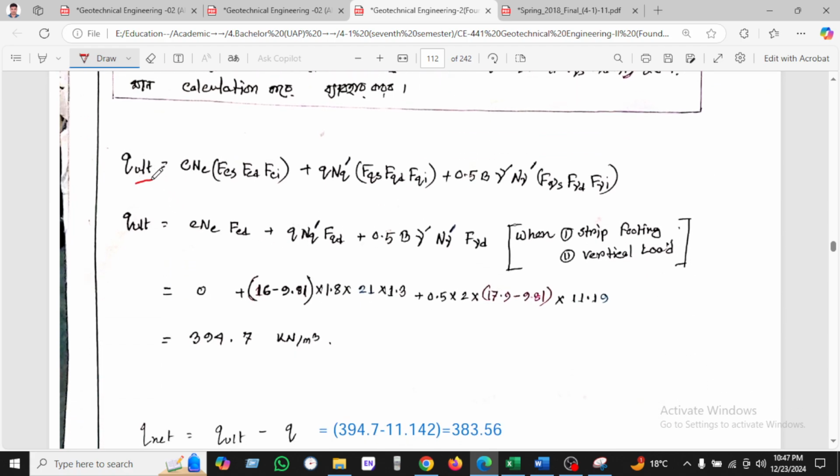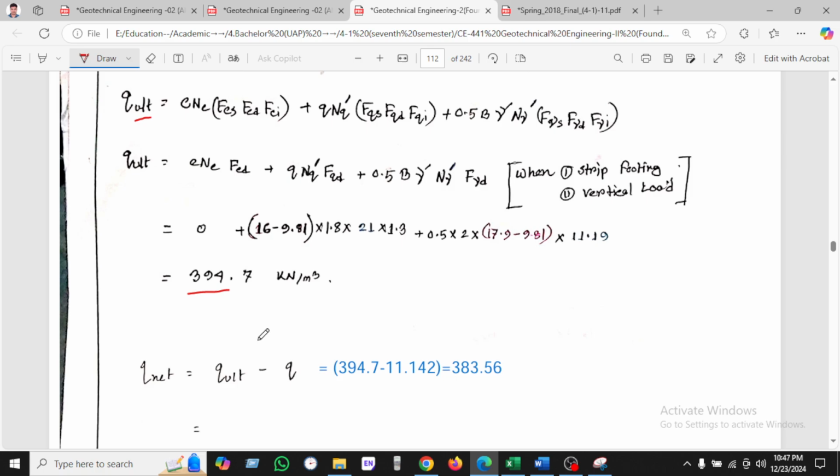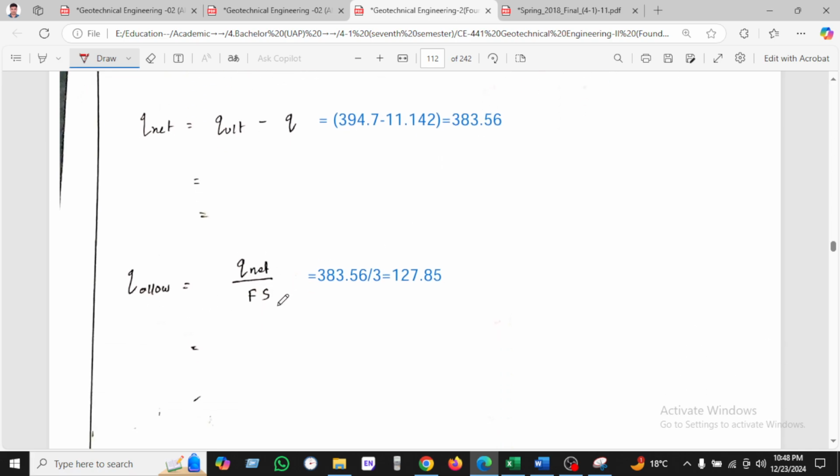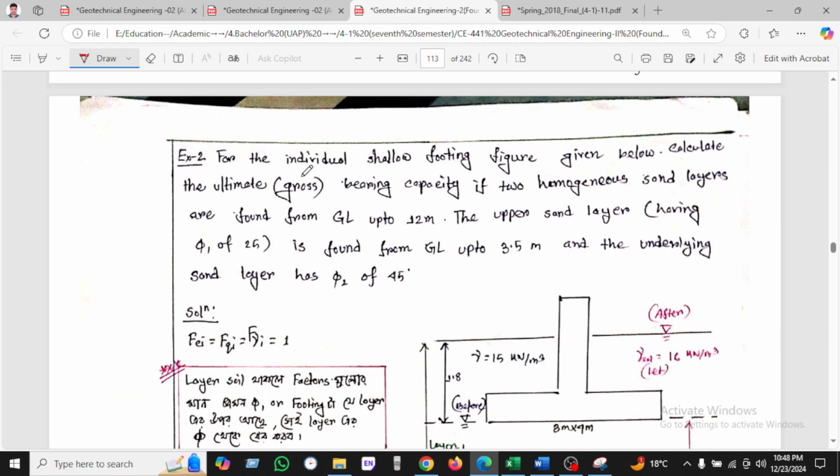Putting this value in, the ultimate q is found as 394.7 Newton. Before we go on, we can see Q net equals Q ultimate minus Q, which is 383.56, and allowable will be Q net divided by the factor of safety. We have taken the factor of safety as 2.3 and found 27.86. So we can see another example for the individual shallow foundation given below.